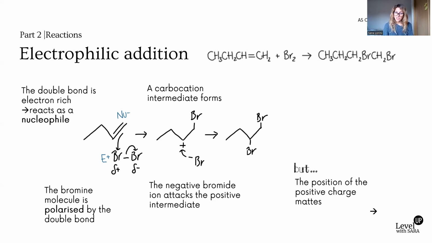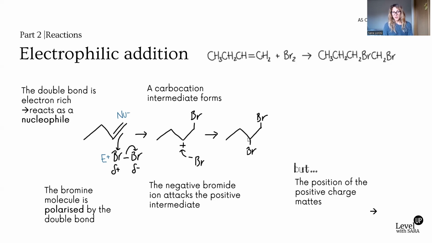And that's why there is a positive charge. The other bromine now, due to this heterolytic fission, has a negative charge. So we have something negative attracted to something positive, always negative to positive. And we have the new bond that is formed. Okay. One very important thing to consider is that the position of the positive charge does matter.